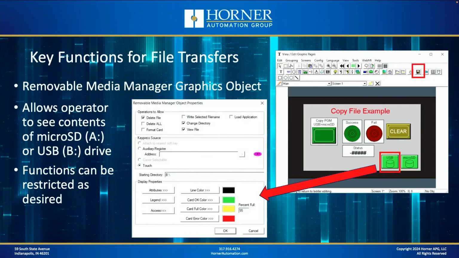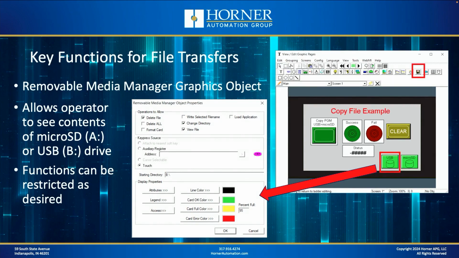Now, another function or feature that is very useful in this scenario we're talking about today is the Removable Media Manager graphical object. It's absolutely not required for the functionality we're talking about today, which is to copy files from USB to microSD and vice versa. But it can be handy, especially for maintenance folks where you have a little more trust in them taking a look at the files that are actually housed or contained within the USB or the microSD drive.